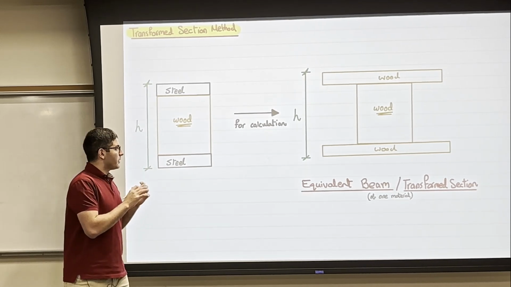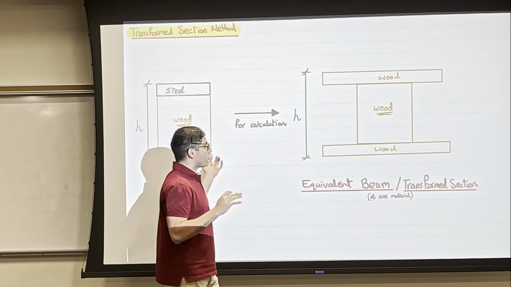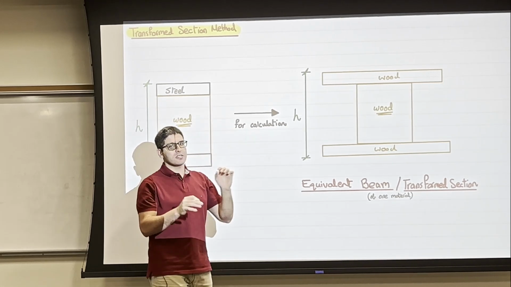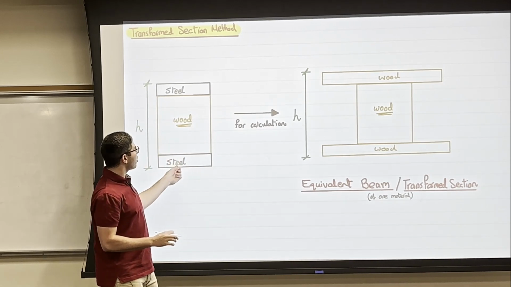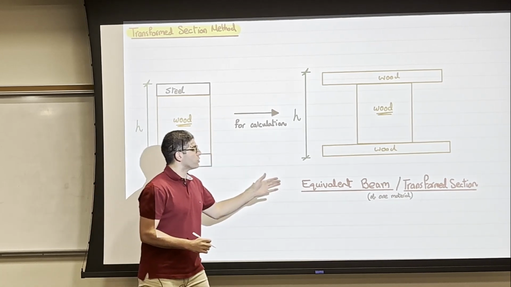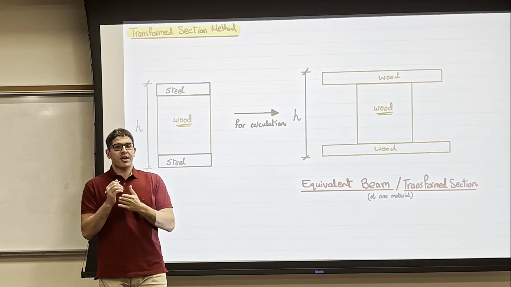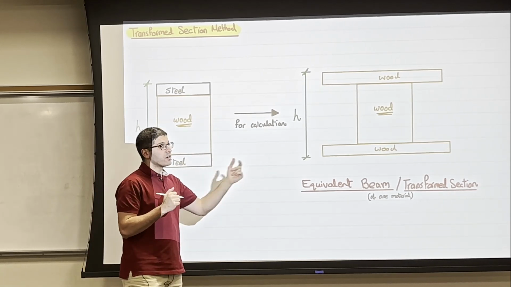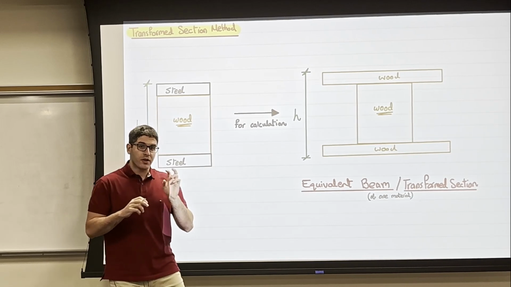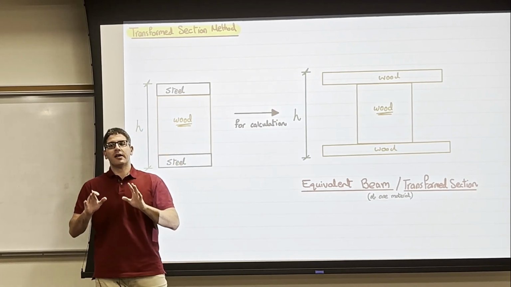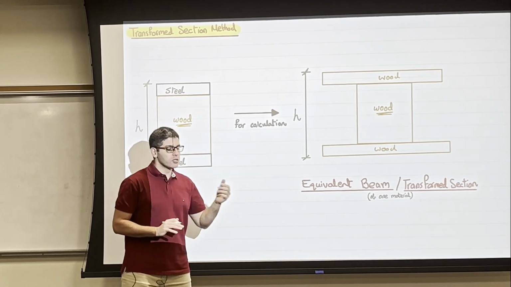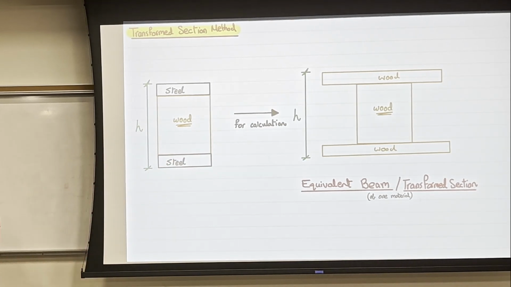But now, let's agree on this. This method is called the transformed section method, where I convert either of the materials, and let's fix this: I will convert the strong material, which is steel, to wood. So from now on, any section that you have, always look for the strong material and convert it to the weak material. You can do the opposite, but let's fix it that way. Let's convert the strong material to a weak material. Okay?